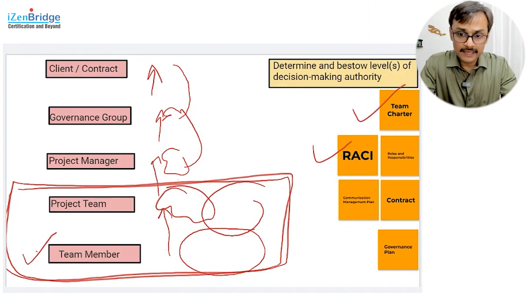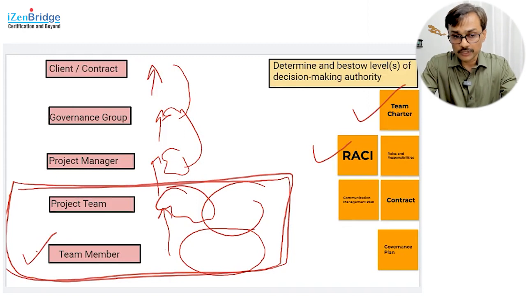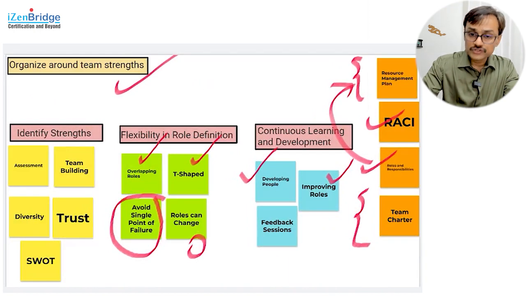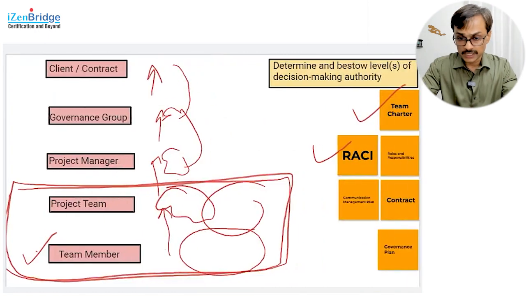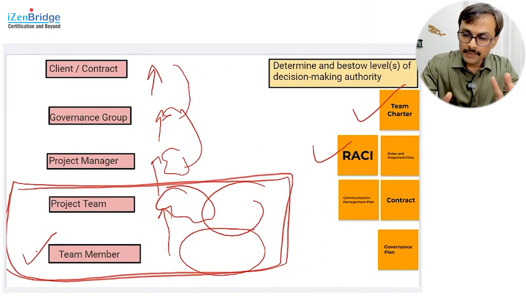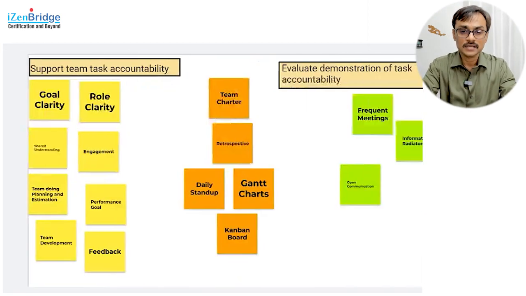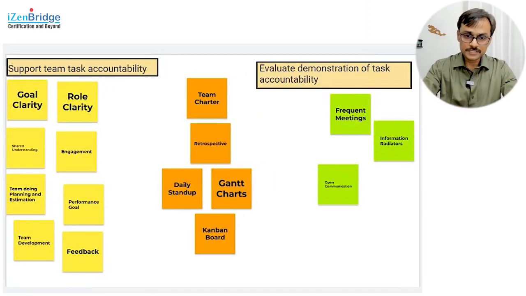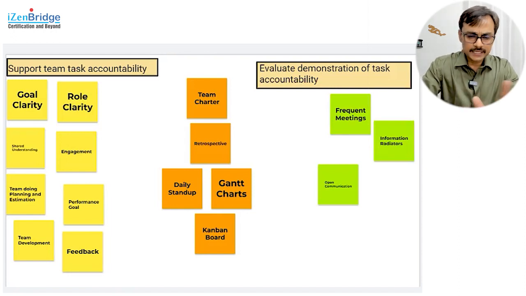So we empower by clarifying the boundaries, by clarifying the decision making levels or authorities, and that's the second enabler of it. By organizing people on strength, and by making them clear about where they can take decisions on their own and where they need to consult someone else, I am creating an environment for empowerment. So that's the first two subtasks. The final two subtasks of this particular task are support team task accountability and evaluate demonstration of task accountability. So let's understand these two things.